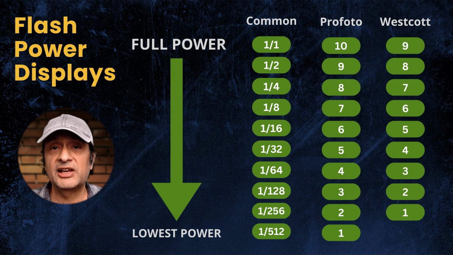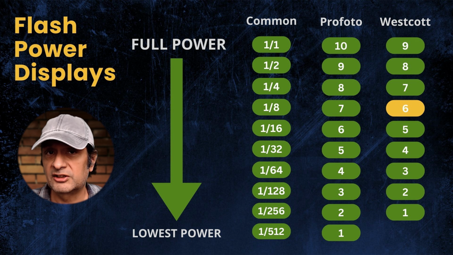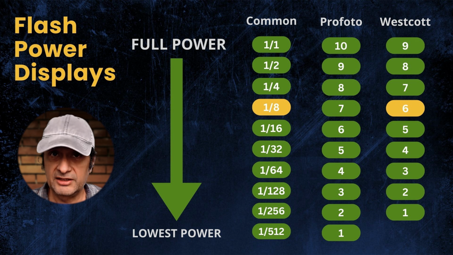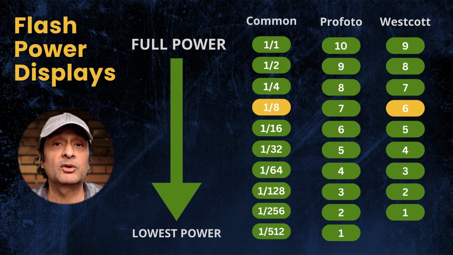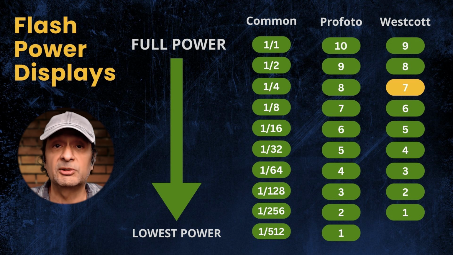If you're using a Westcott flash, you might start with a setting of 6, which is the same as 1/8 power. And if you have to make the same adjustment as in the previous example, you'll adjust the power setting to 7, which is the same as 1/4 power.